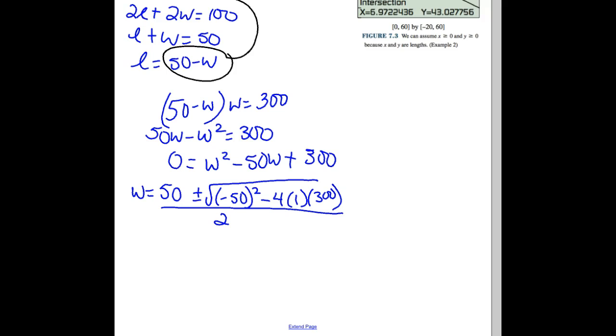Okay? All right, so 50 squared is 2,500. 4 times 300 is 1,200. We have 50 plus or minus the square root of 2,500 minus 1,200, which would be 1,300, and divide it by 2. All right, so go through 50 plus the square root of 1300, and then divide by 2, and 50 minus the square root of 1300 divided by 2.